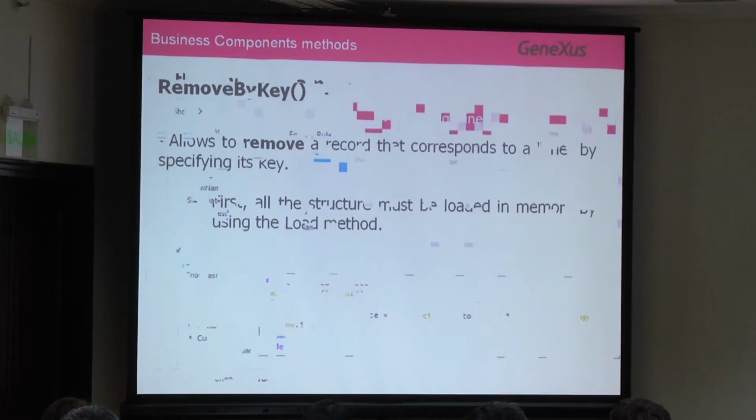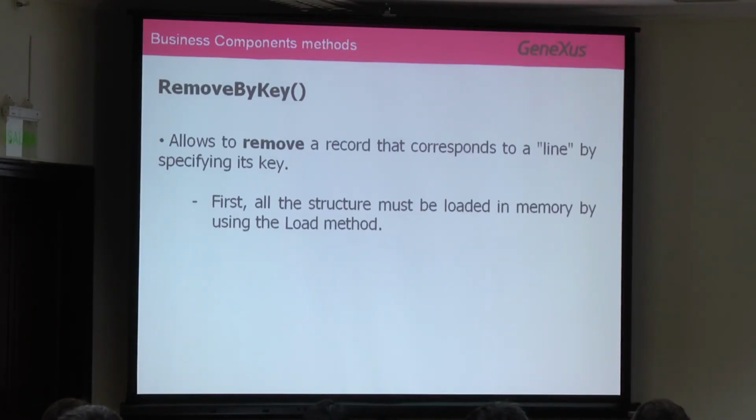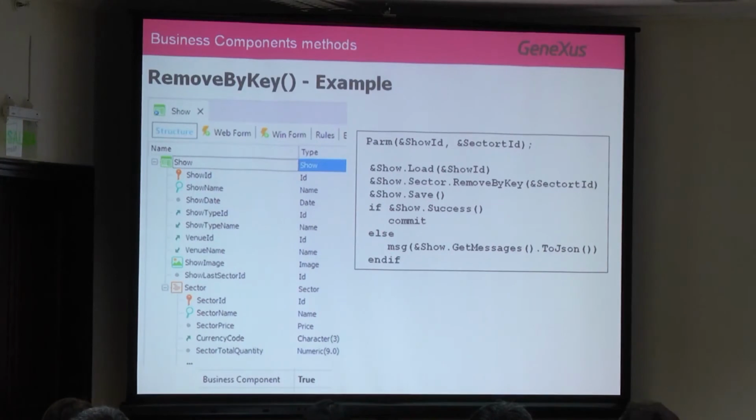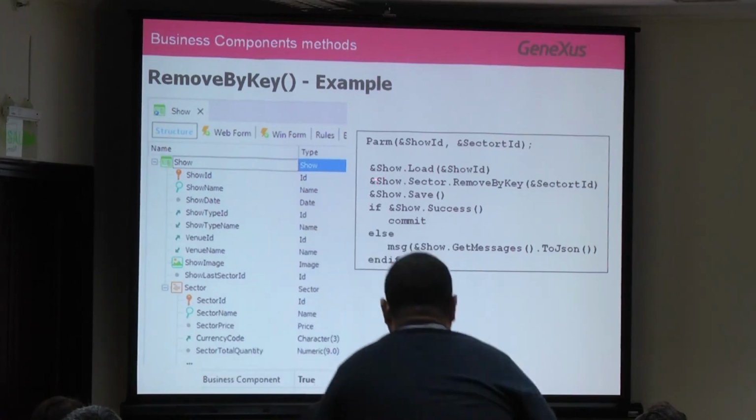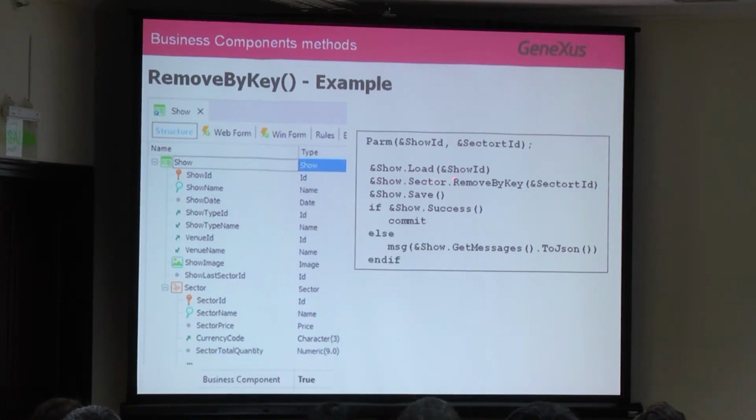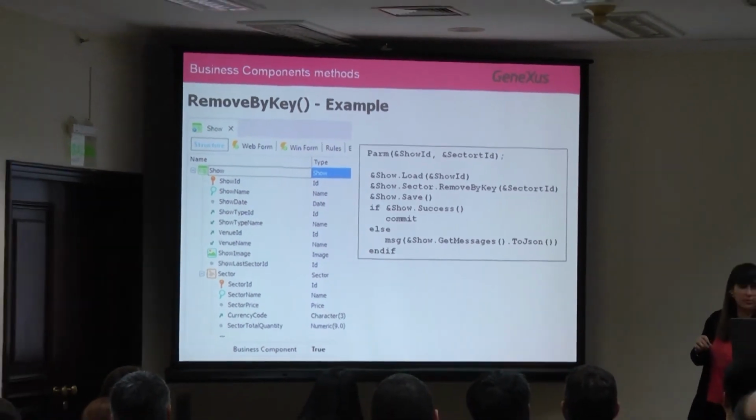the whole structure. The remove by key is similar. It's used to eliminate a line. In this case, I receive by parameter the show and the sector. So I have to load the show ID, and when I have it in show, to this variable business component dot sector, I apply remove by key, and that's what I wanted, save everything, and here we see what happened. So in principle, these are the new methods included in the version that you can start benefiting from.